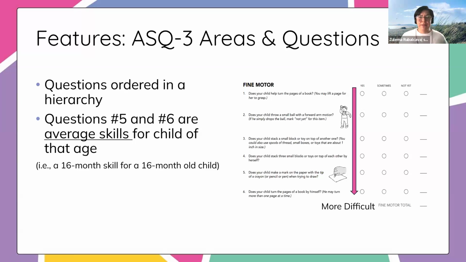88% of the developmental quotient. And then 5 and 6 are always going to be at 100%, right? So questions 5 and 6 are going to be skills that a 16-month-old would be able to do. And that's just for the 16-month questionnaire. But that translates over to every single one, right? So 75, 88, and then 100.